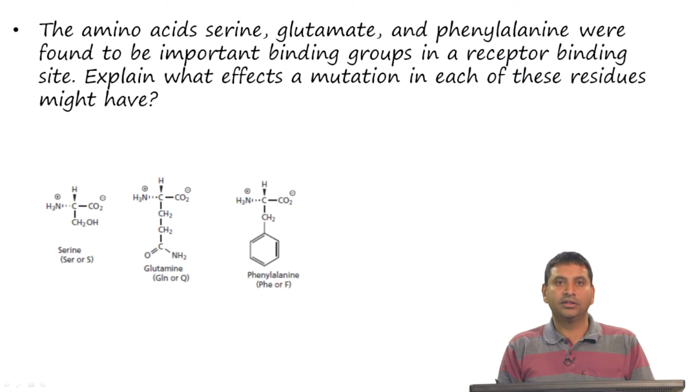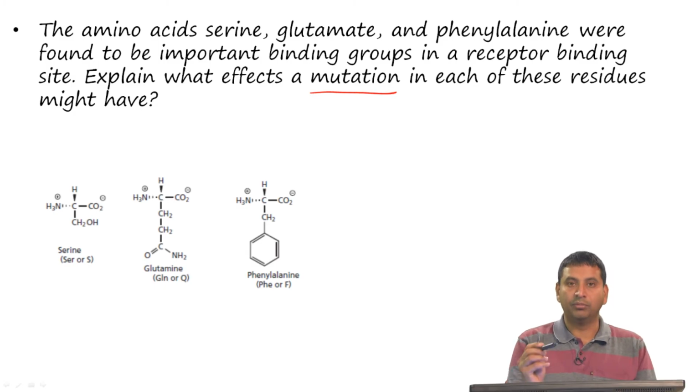The next question is, the amino acids serine, glutamate and phenylalanine were found to be important binding groups in a receptor binding site. Explain what effects a mutation in each of these residues might have. Okay. First, let us try to understand what a mutation is.